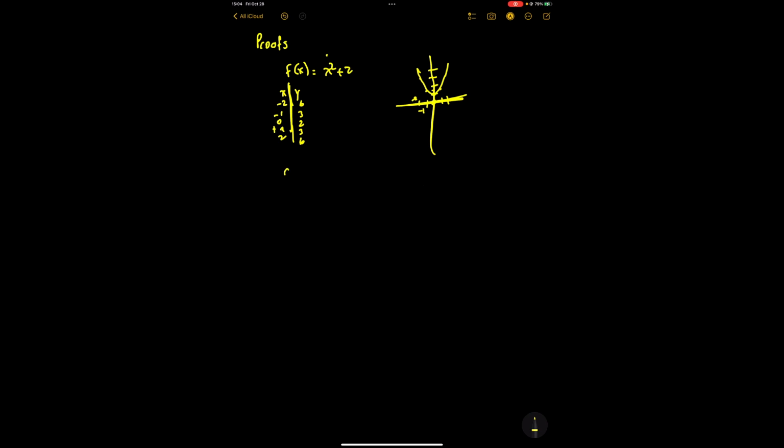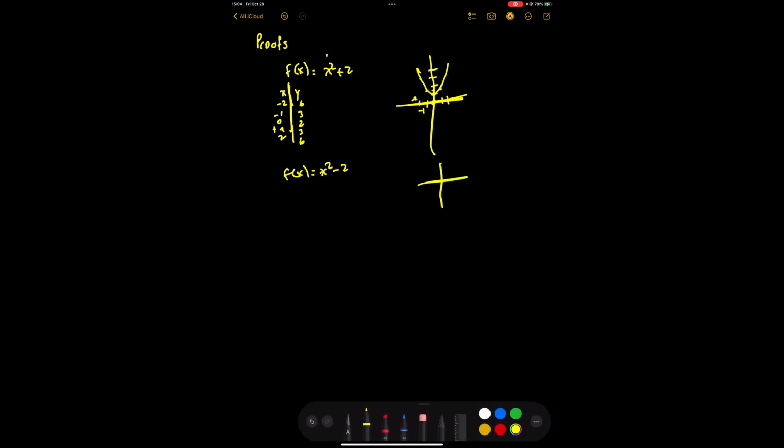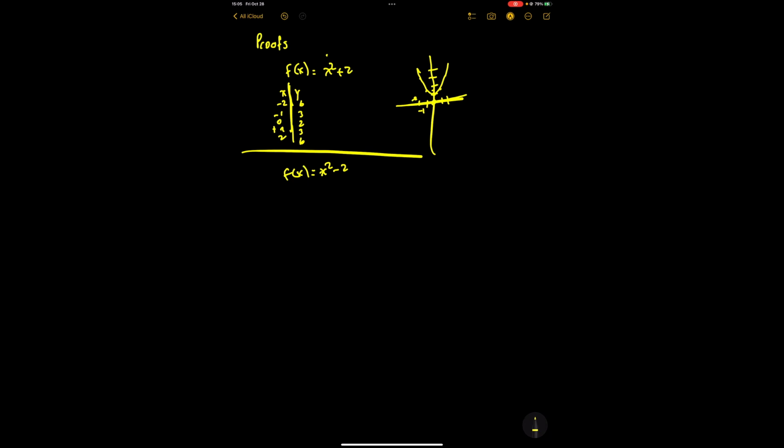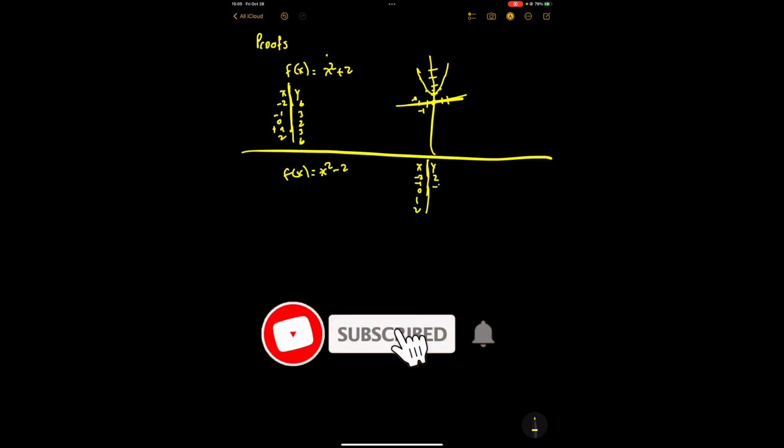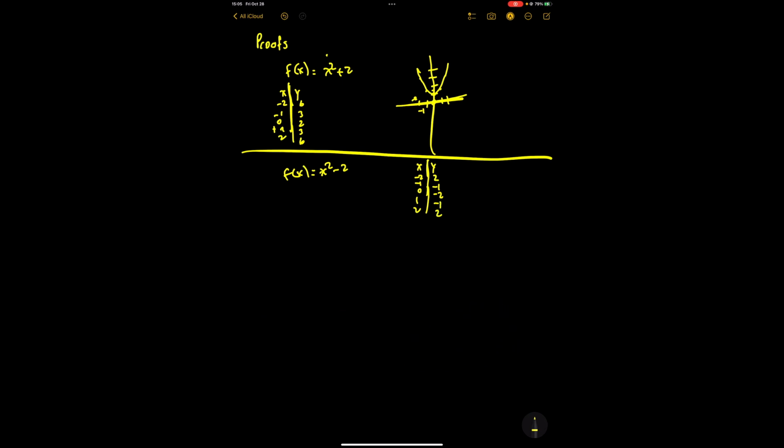If it's f of x equals x squared minus 2, y would go to -2. Why would it go down 2? Let's see why. It would go down by 2. So we would have x and y. We have again -2, -1, 0, 1, and 2. So 2 squared is going to be what? 4. 4 minus 2 is equal to 2. 1 minus 2 is equal to -1. 0 is going to be -2. 1 is going to be -1. And 2 is going to be equal to 2.